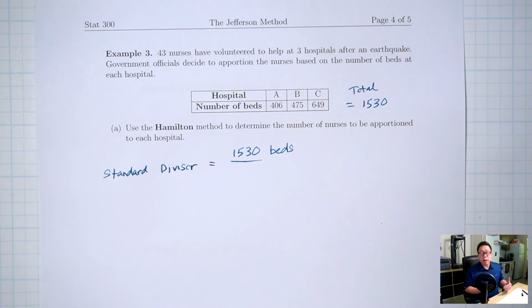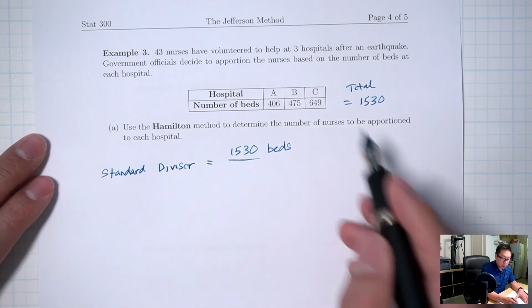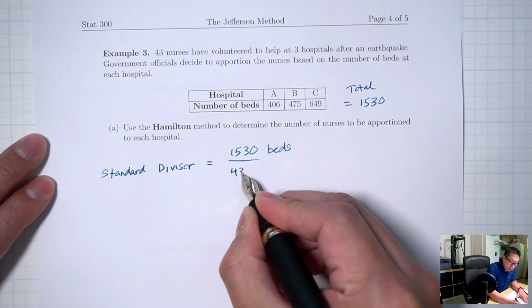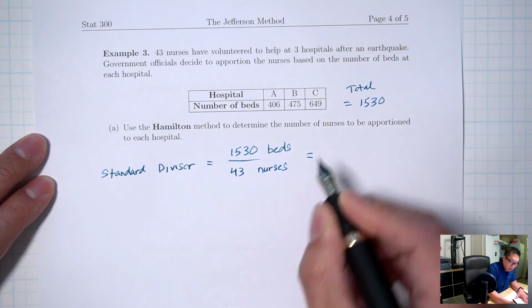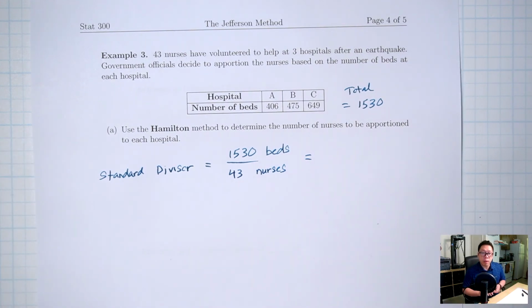And then divide it by the thing that we're sharing. So we're sharing 43 nurses among these hospitals. So 43 nurses. Divide 1530 divided by 43. Rounded to 3 decimal places, this is 35.581.